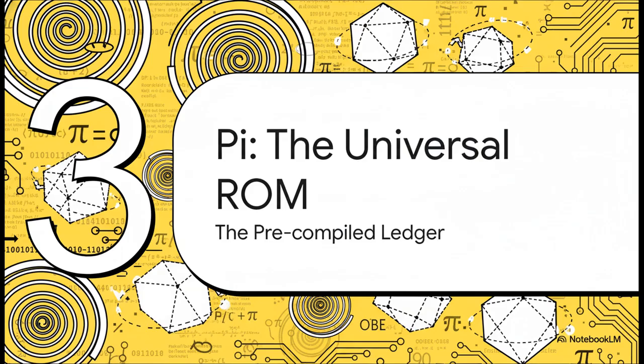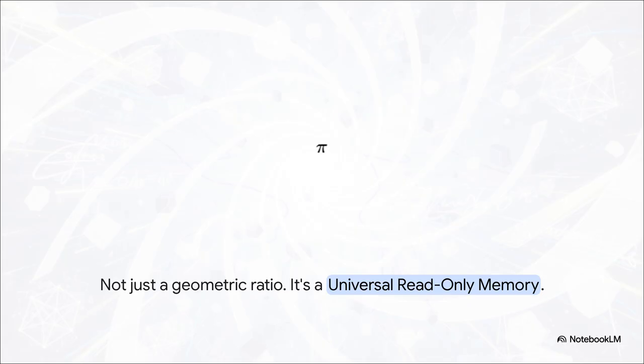Where is this grand library of pre-solved problems actually stored? And here's where it gets even more mind-bending. The proposed answer is pi. Yeah, that pi. The idea here is that pi isn't just a number you use to find the circumference of a circle. In this view, it's the actual hardware of reality. A universal read-only memory. Its infinite, non-repeating digits are the address space for everything.